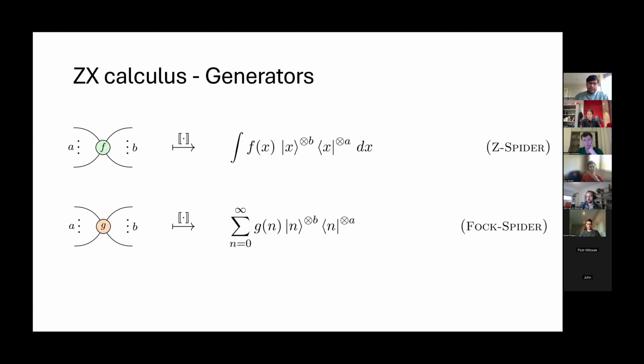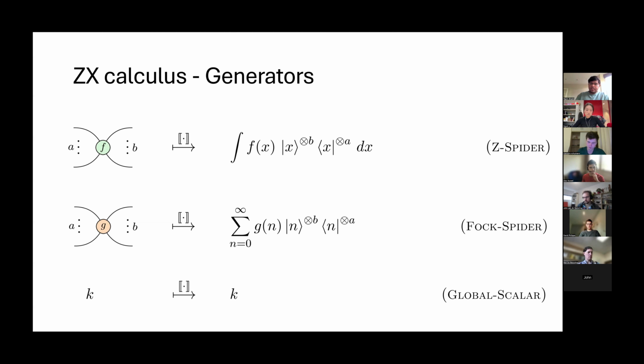We also have the Fock spider, and this again does the matching of the basis states, but now for the Fock basis. And again, we can label the Fock spider with a function that goes from natural numbers to complex numbers, which specifies the coefficient. And as the last generator, we'll also allow global scalars to be freely floating in our diagrams, just for convenience.